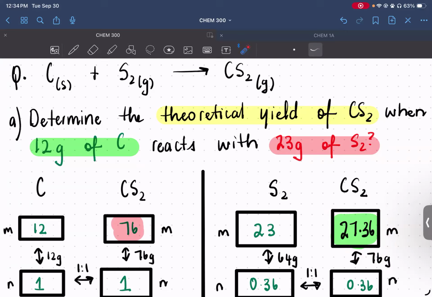Questions? I see a question, second row.